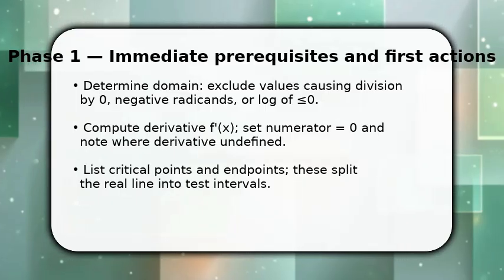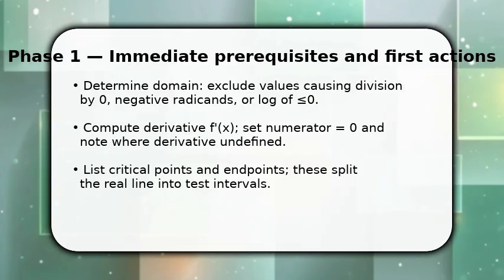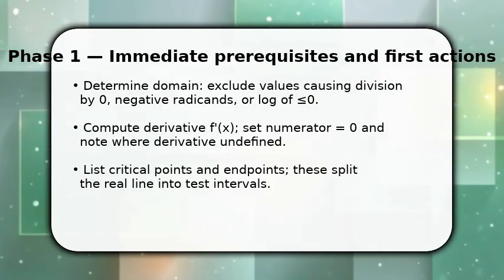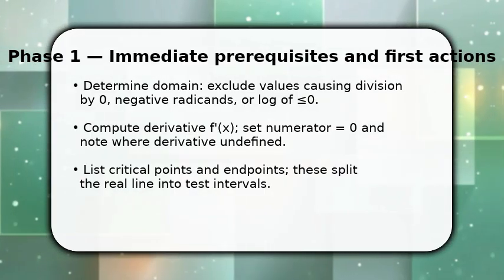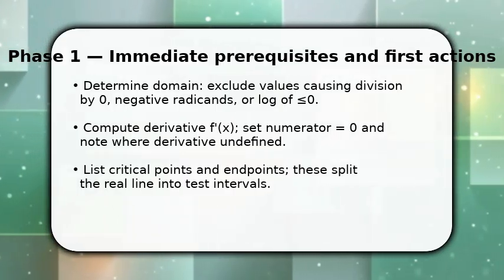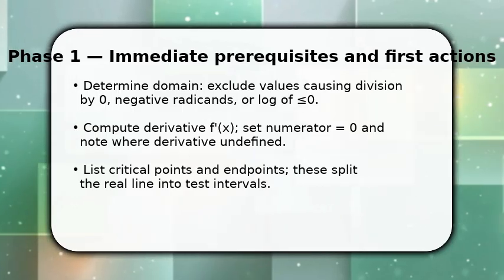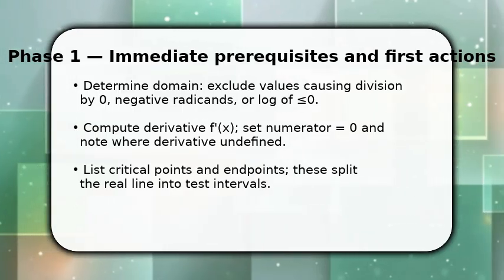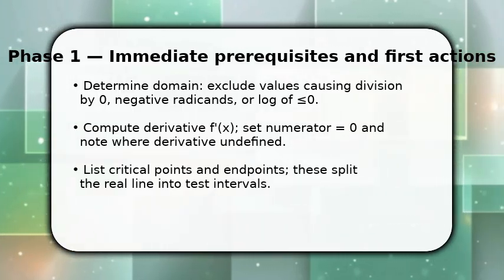You start by finding the domain and the first actionable critical points. First, scan the formula for division by zero, even roots, or log restrictions so you know allowed x values. Then compute f'(x) and solve numerator equals 0. Also mark points where f' is undefined.